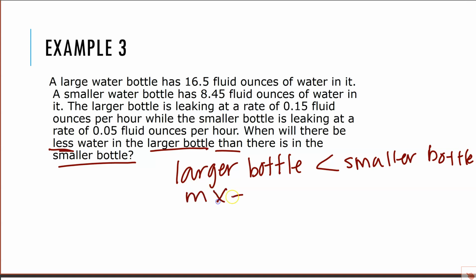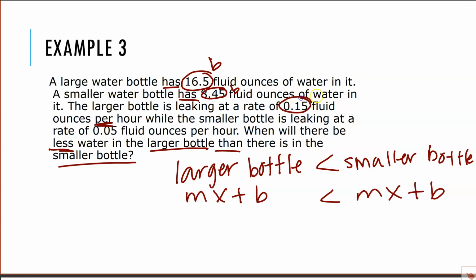And then again, mx plus b. All right, so a large bottle has, that's actually a keyword for B. So this would be my B. And then a smaller water bottle has 8.45. And if you look here, the larger bottle is leaking at a rate of 0.15 fluid ounces per hour. There's my keyword, so this is my M. However, it does say the word leaking, so leaking means what?